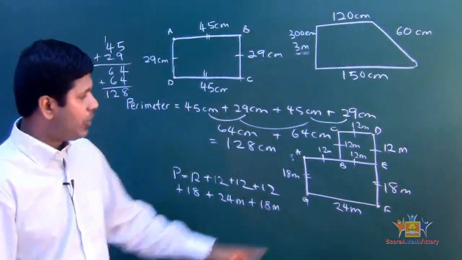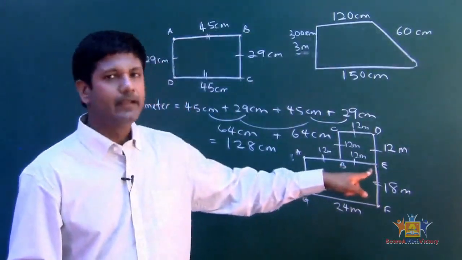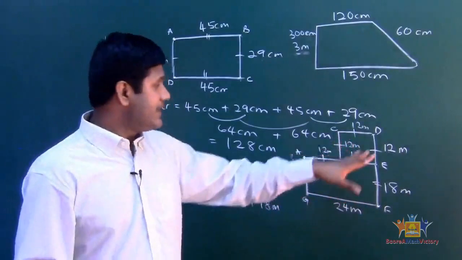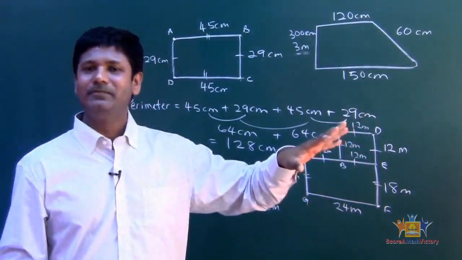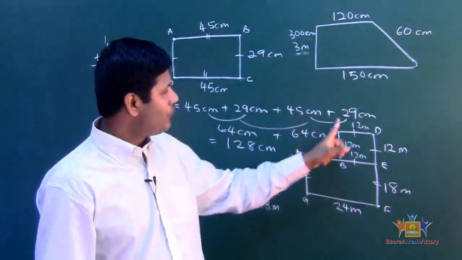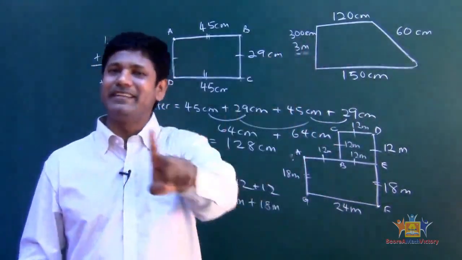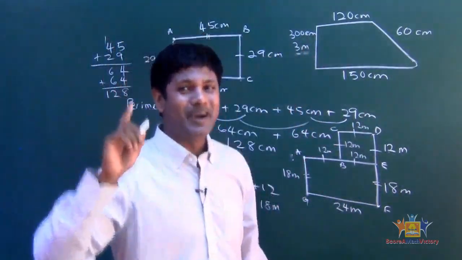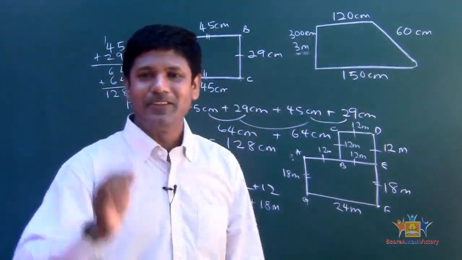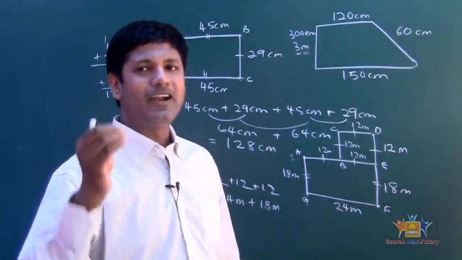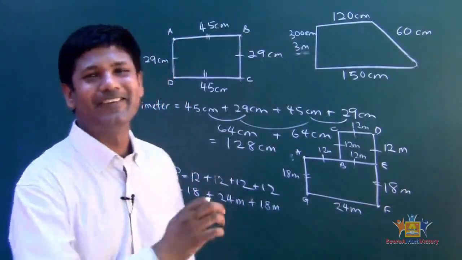Now you're asking, how about B to E, Mr. Mac? That's not part of the perimeter. Why? That's inside the figure. See that? Perimeter is finding the distance, the length around the figure, not inside the figure. So it's going to be around the figure. Let's use this method: around the figure.